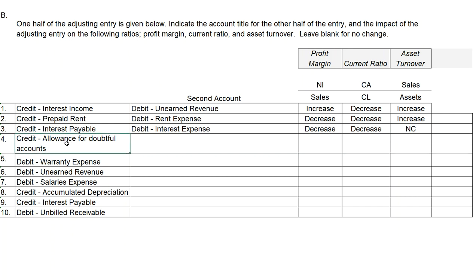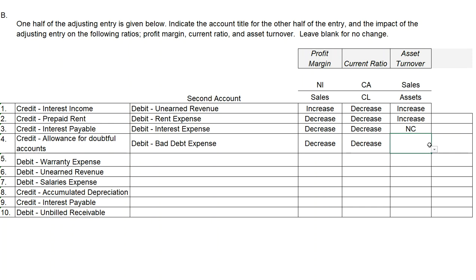Next one, we record a debit to bad debt expense and a credit to our allowance for doubtful accounts for receivables we don't expect to collect at year end. So let's go ahead and look and see how that impacts us. Again, the expense will cause net income or our profit margin to decrease. In terms of our allowance for doubtful accounts, that decreases our net receivables, which are current assets. So as the numerator gets smaller, there's been no change in liabilities. We've got a decrease in our current ratio.